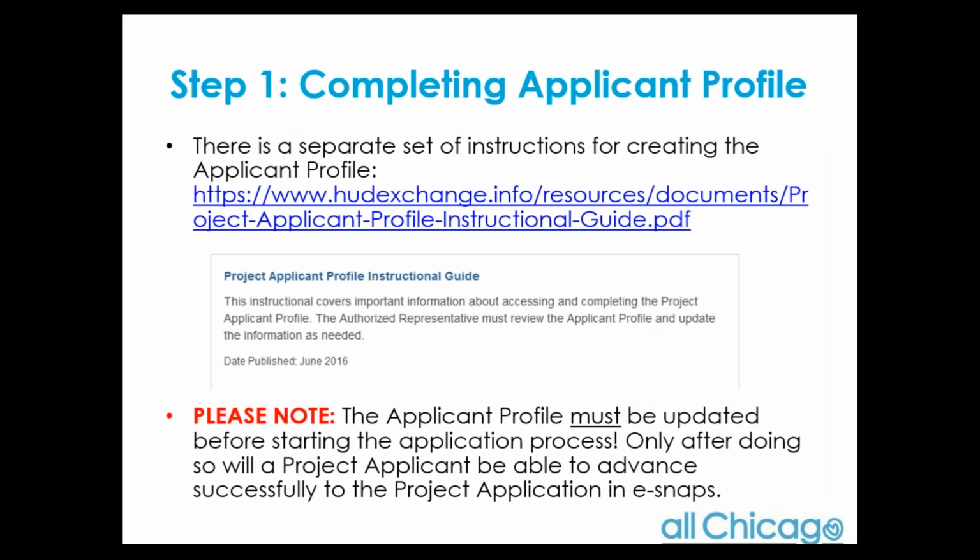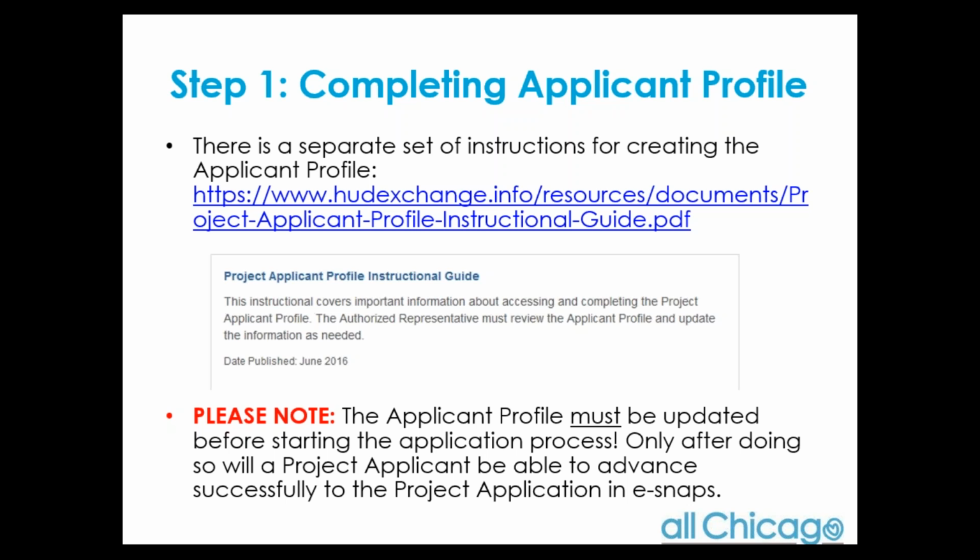All right, step 1 is completing the applicant profile, and there is, of course, a whole separate set of instructions just for completing the applicant profile, so you'll want to review that as well if you haven't already done so. This is a step you can already complete without having anything open in eSNAPS. It's important to note that the applicant profile should be completed and updated before starting the application process. So if you haven't already done this, I would recommend doing it as soon as possible. You can get this out of the way.